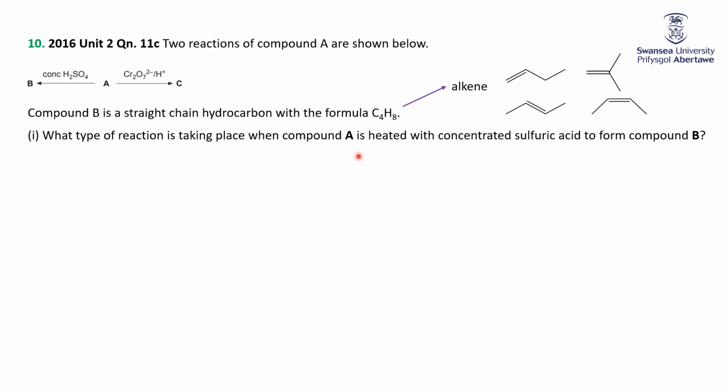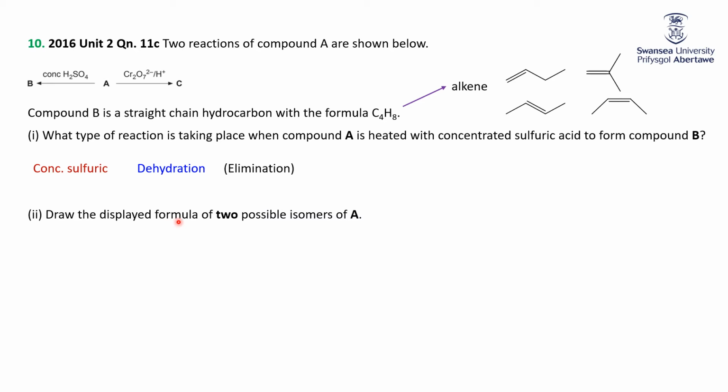Now, what type of reaction is taking place when compound A is heated with concentrated sulfuric acid to form compound B? Anytime you heat with concentrated sulfuric acid, it's almost certainly a dehydration. So you're removing water from that, and you could also regard that as being an elimination of water.